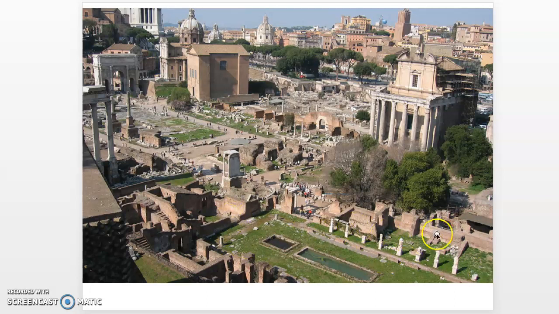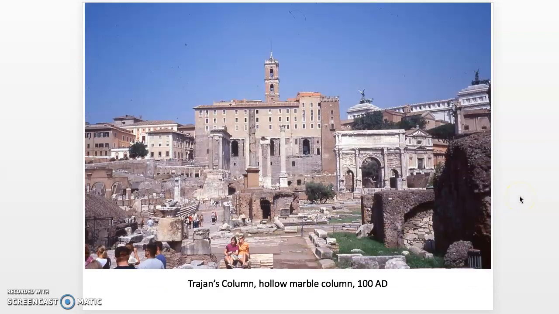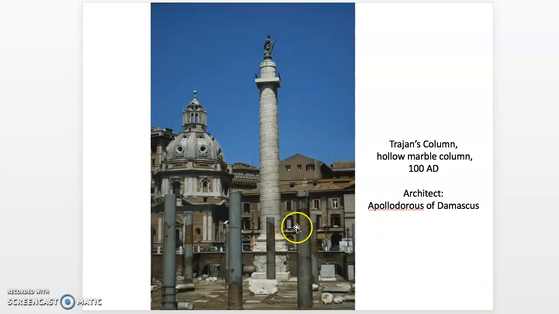Okay, so this is kind of how it actually looks today. Well, when the slide was taken. What we're going to look at is Trajan's Column, which is in the middle of the forum. It's a hollow marble column from about 100 AD. That's it right there. The architect was Apollodorus of Damascus. So we're back in this age, just like Greece, where we know who did some of the work, because the individual achievements of people were important.